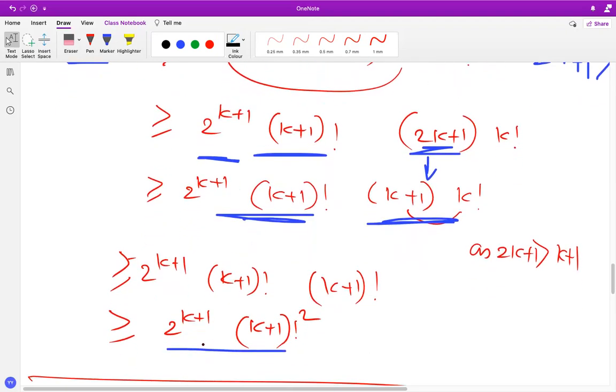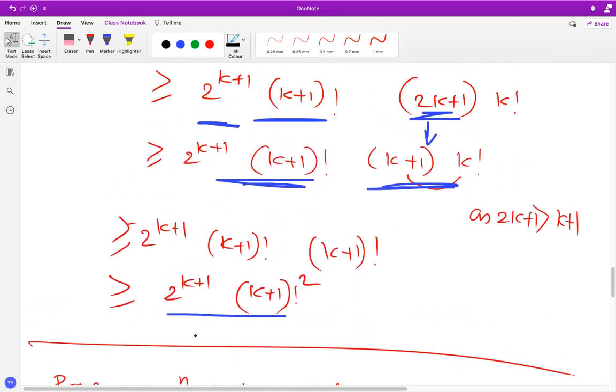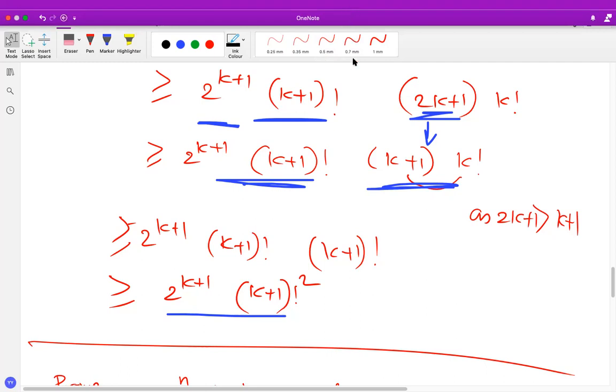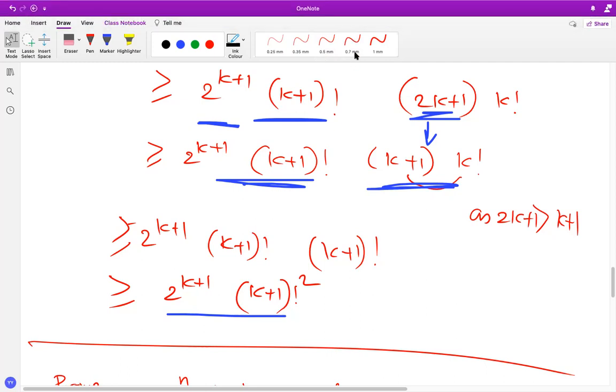So this is the summary of this question, and don't forget to write down the final statement: since it is true for n equals 1, n equals k, and n equals k plus 1, hence it will be true for the given statement. So that's how you do this question on inequality.